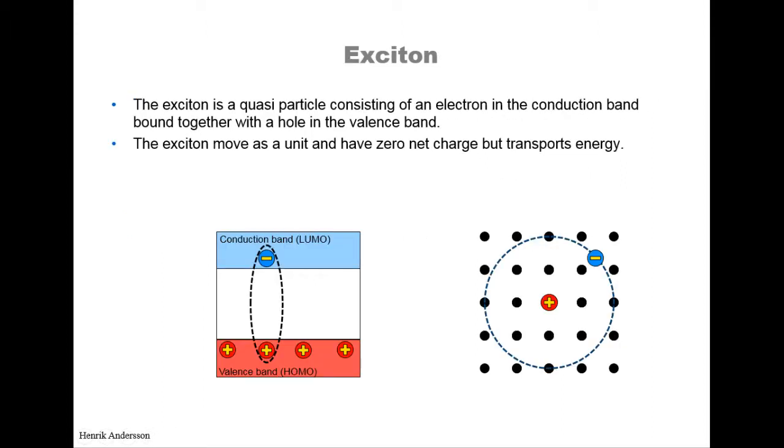The exciton is a quasi-particle consisting of an electron in the conduction band bound together with a hole in the valence band. The exciton moves as a unit and has zero net charge but transports energy.